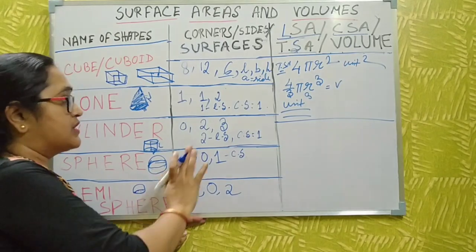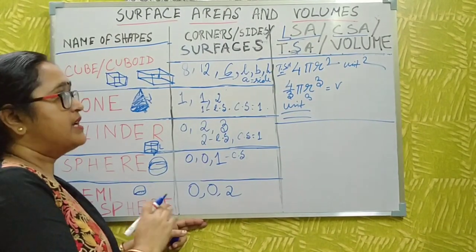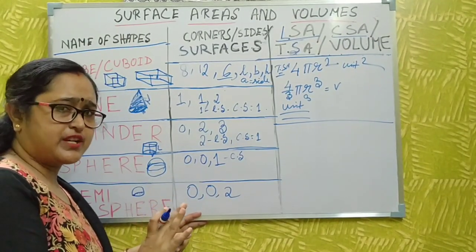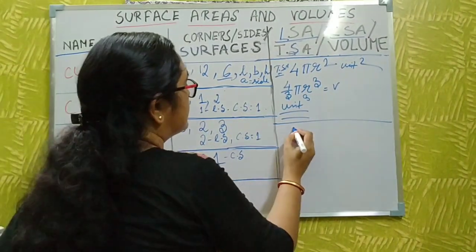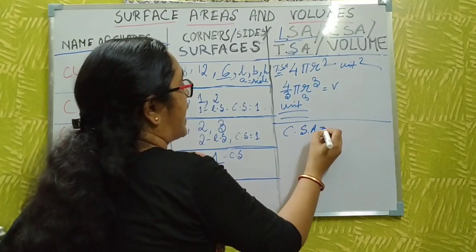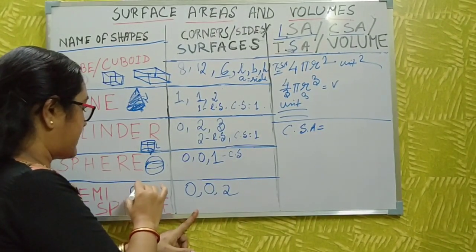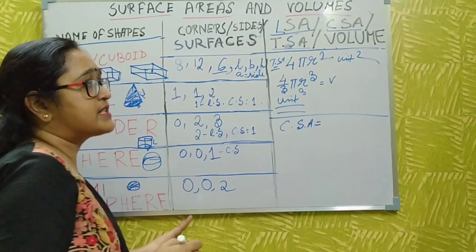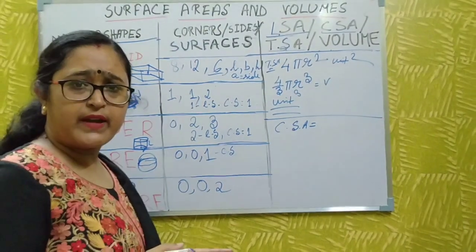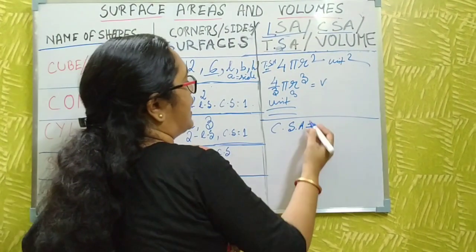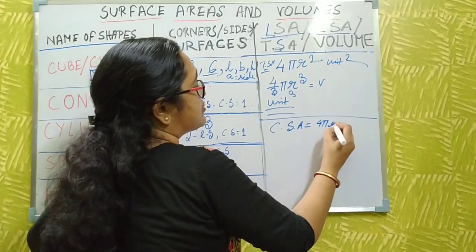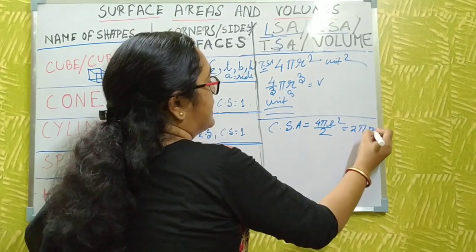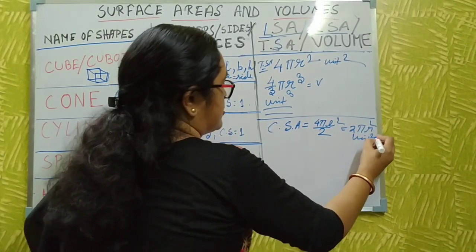Now I discuss about the formula of the hemisphere. Here now the surface is curved surface. All of you know the curved surface. Okay. Then curved surface area. The total surface area of the sphere is 4 pi r square and the curved surface area of the hemisphere, hemi means half of the sphere, that is 2 pi r square unit square.